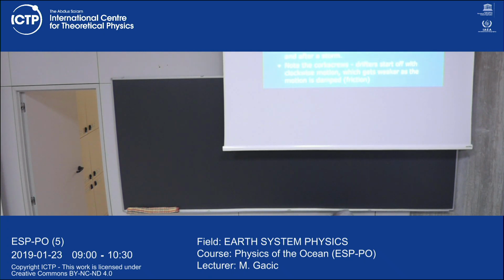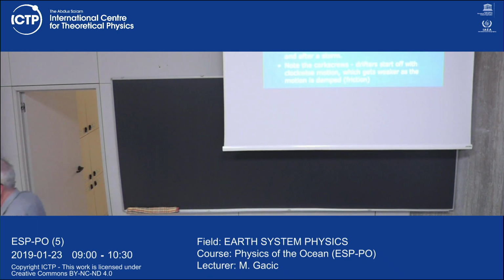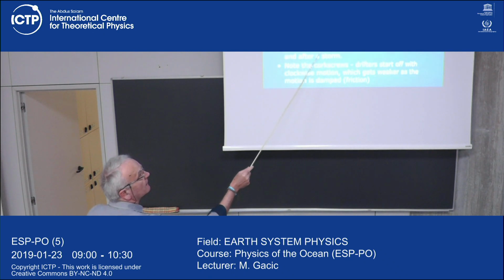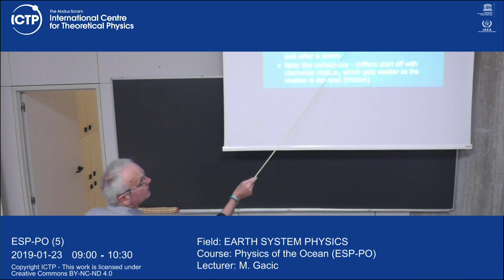Okay, so this is the Coriolis force in action in the ocean. How do we really see this Coriolis force, this apparent force, in the ocean? We see these surface drifters. These are particles which are thrown in the sea and follow the currents. What we see is that they are doing these wiggles. They were put into the Gulf of Alaska during and after a storm.